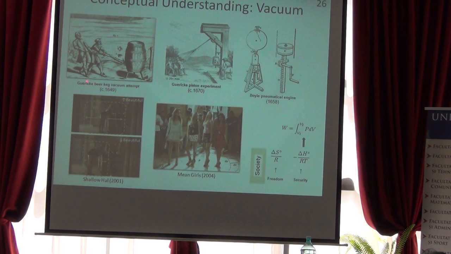So Otto von Guericke wanted to disprove this principle. Here's an example of two men holding a beer keg with a suction pump, trying to make a vacuum. He made a partial vacuum, but he had a sealing problem. Here's a partial vacuum where you have a mechanical pump. This is where the ideal gas law comes from. This is called the Boyle pneumatic engine. If you crank the arm here, you can suck the air out of the ball and you have a partial vacuum. Otto von Guericke was the mayor of Nuremberg in Germany. He did all these experiments for 20 years.